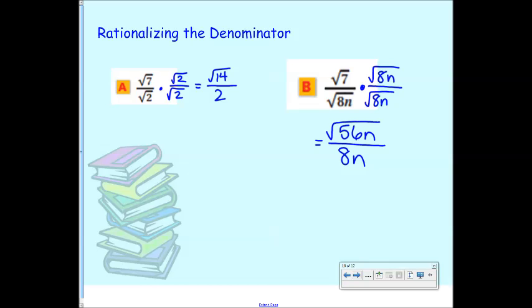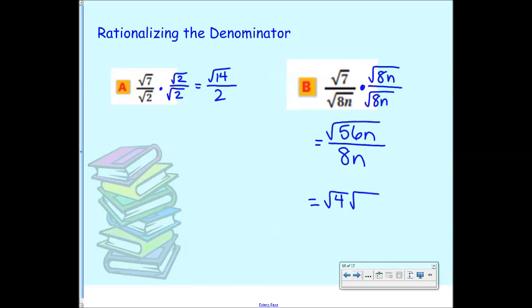And then radical n over 8n. Okay, which one of these can I break down? 4, which gives me 2. Can you break 14 down? Yes, but not to a perfect square, so we leave it as it is. All right, and then on the bottom we still have 8n.